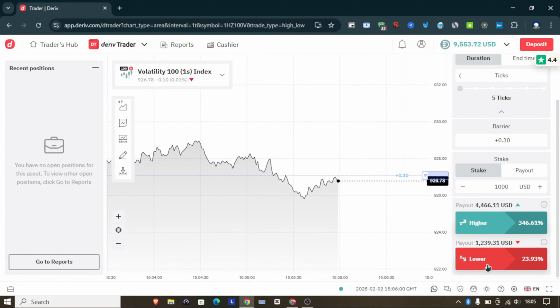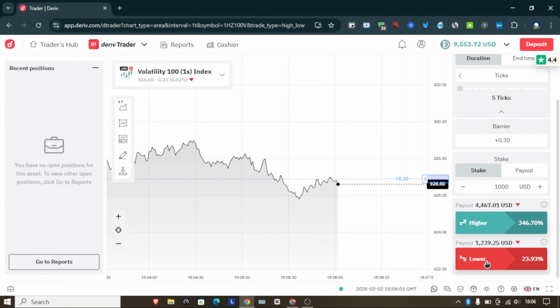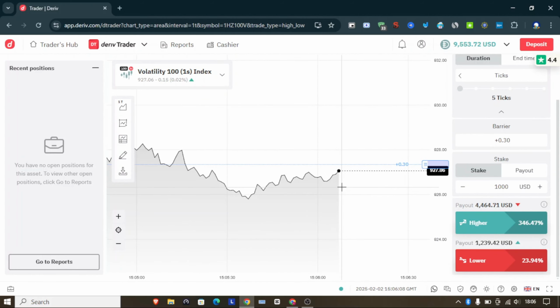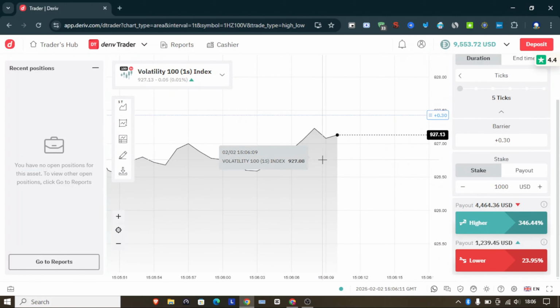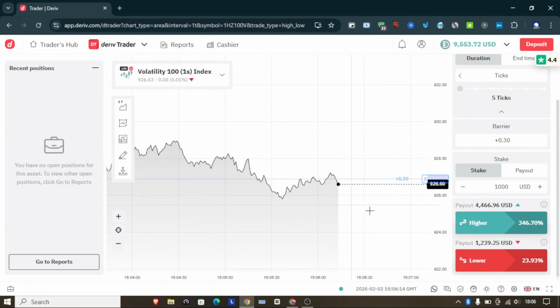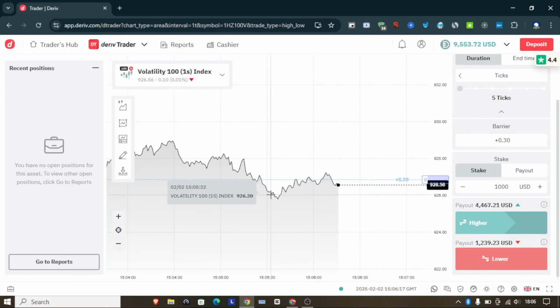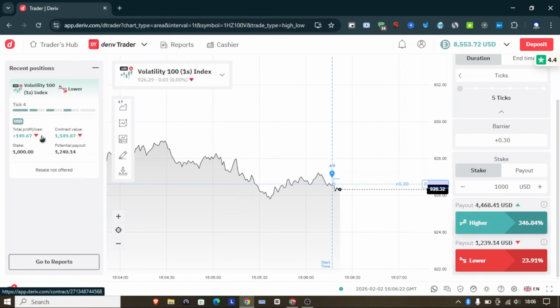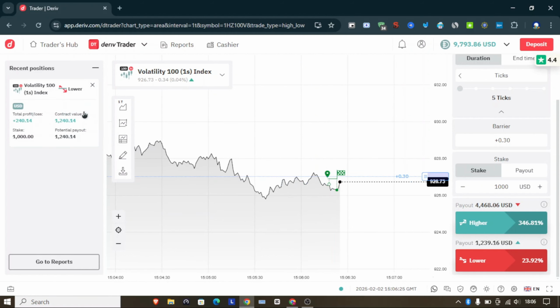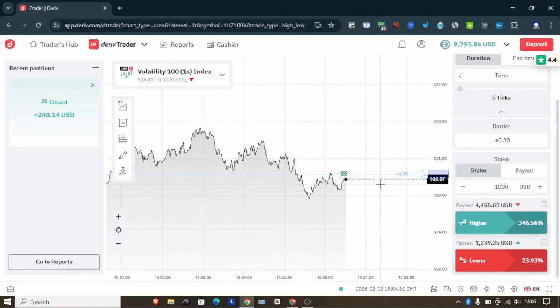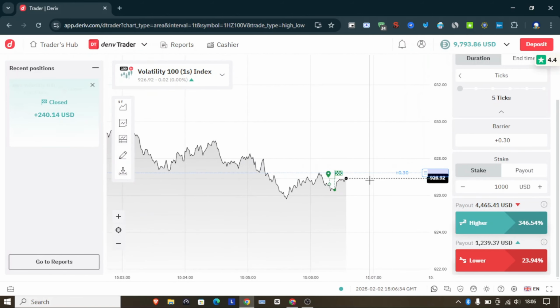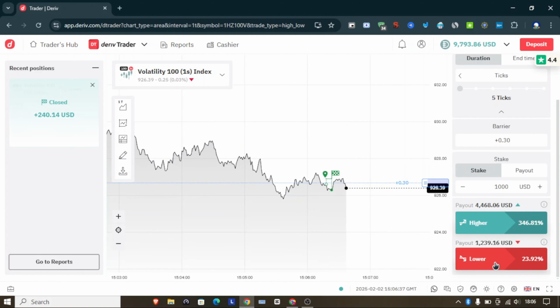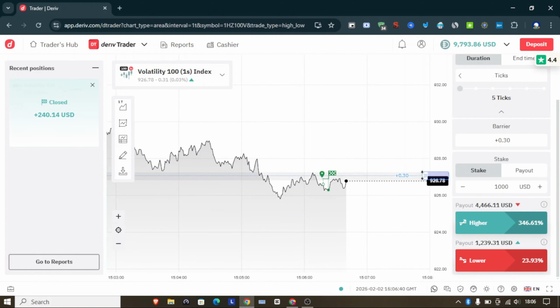So we have lower. If I decided to enter this market, you see we have a less profit, let me see here. I can expand the market so that I have a good view, and then I press lower, and then I wait for 5 ticks. You can see, obviously you will end up winning that trade because mostly it does not cross that point. But this market might be risky, so you need to be extra sure before going for the lower one, or you may decide to change this.